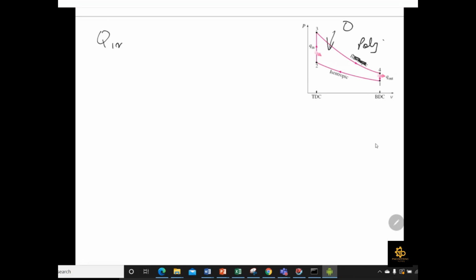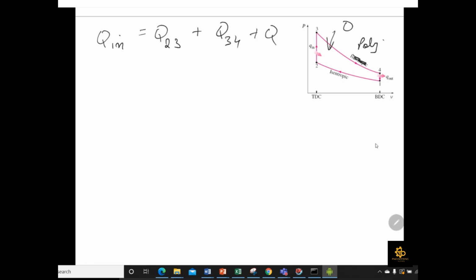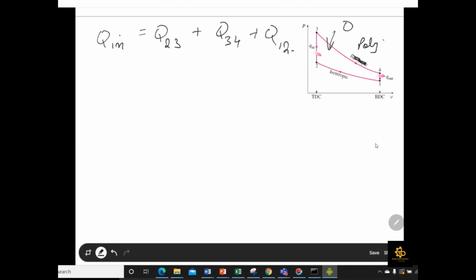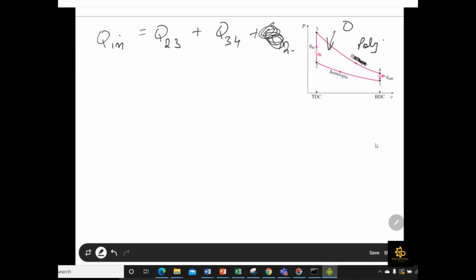So now the Q in for your Otto cycle is equal to Q23 plus Q34 when there is a polytropic expansion process. If it is mentioned that it is a polytropic compression process as well, then there will be another heat that you have to add, Q12 also. So this is the difference. Here it is only mentioned that the expansion process is polytropic, so we just have to deal with two heat additions.